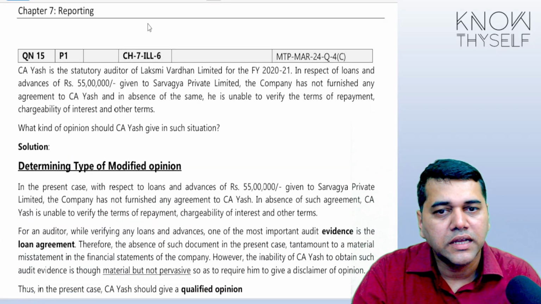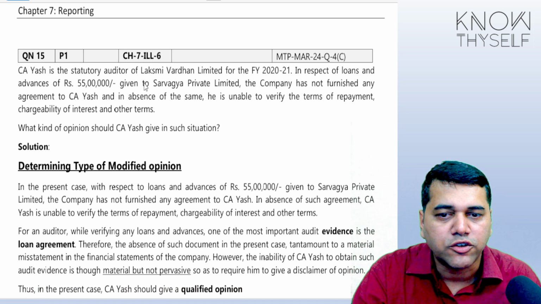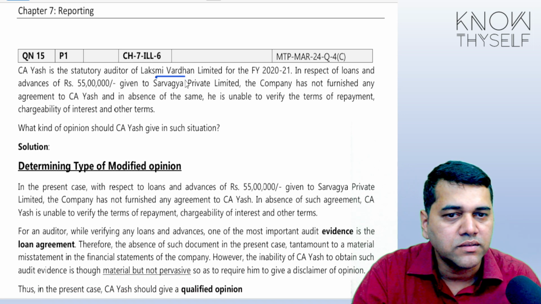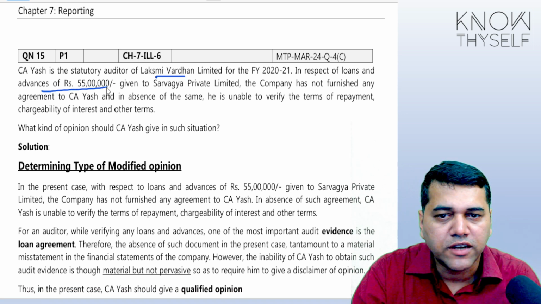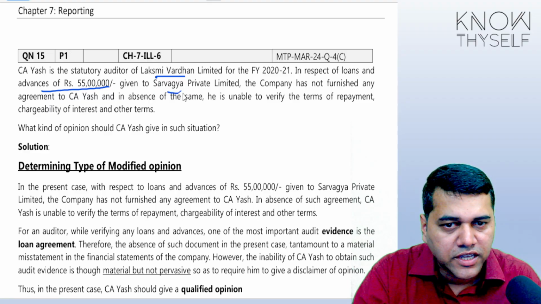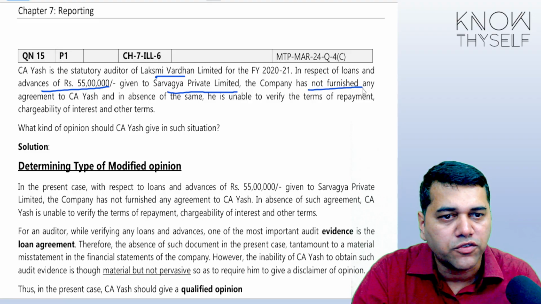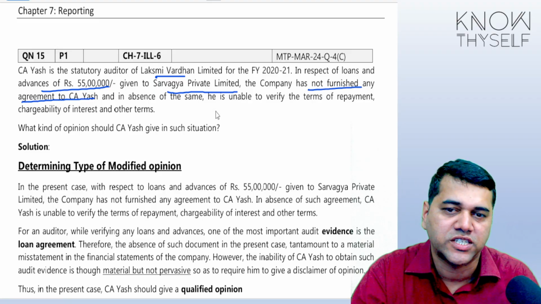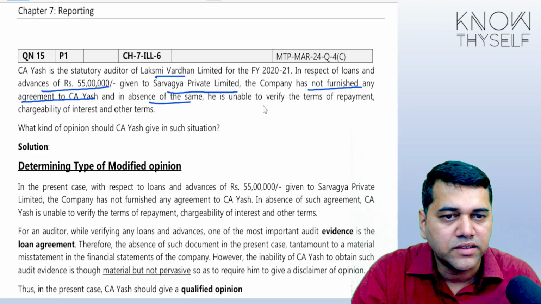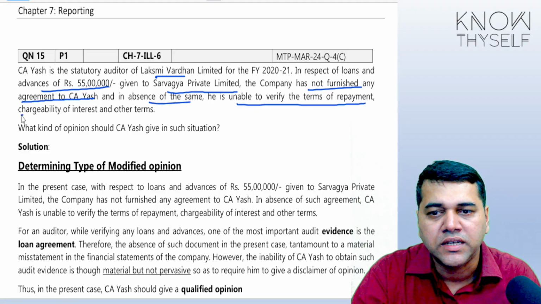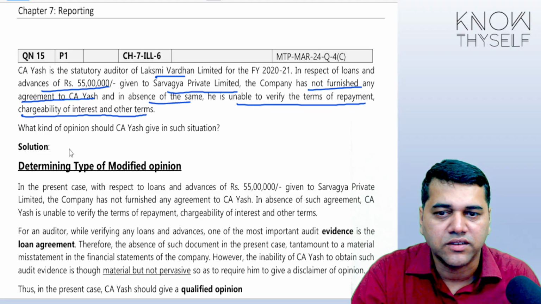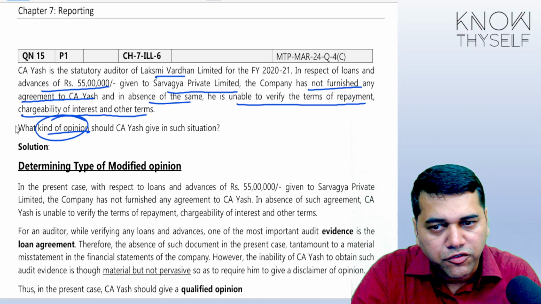Next, illustration 6. CAS is the statutory auditor of Lakshmi Vardhan. In respect of loans and advances of 55 lakhs given to Sarvagya Private Limited, the company has not furnished any agreement to CAS, and in the absence of the same, he is unable to verify the terms of repayment, chargeability of interest and other things. What kind of opinion? See, kind of opinion is the keyword.